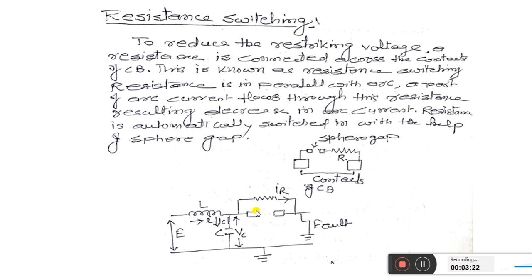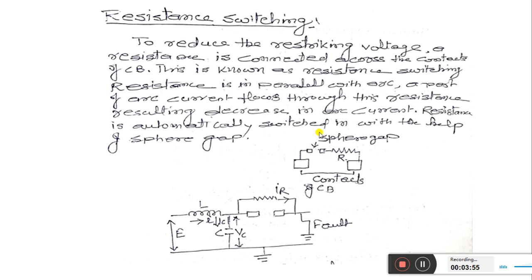Now this resistance is connected with this sphere gap. What is this sphere gap? This sphere gap actuates when a sufficient voltage is built up across the circuit breaker contacts. Once it is actuated, the resistance R is automatically connected across the circuit breaker contacts. That's why it is shown as a sphere gap.